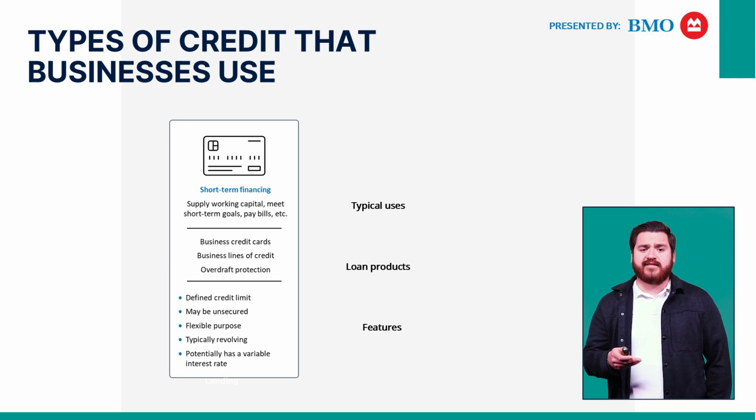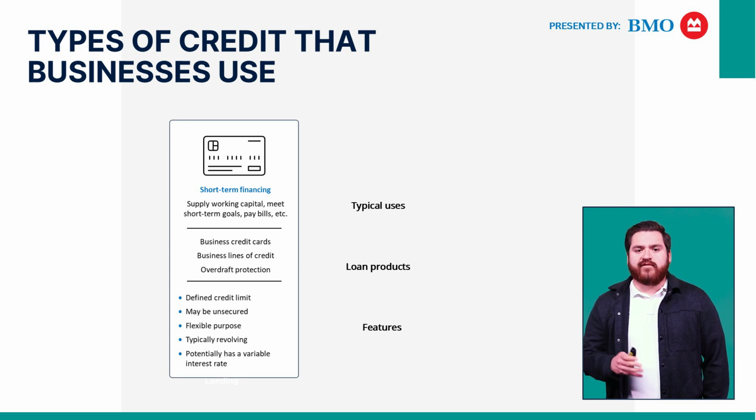This type of financing may be unsecured and not require any type of collateral. They can be used for more flexible purposes and are typically revolving. The idea is that you use the credit and pay it off, and use the credit again and pay it off again. This is one of the benefits and flexibility that short-term financing offers. However, since it is unsecured, you may potentially have a variable interest rate.